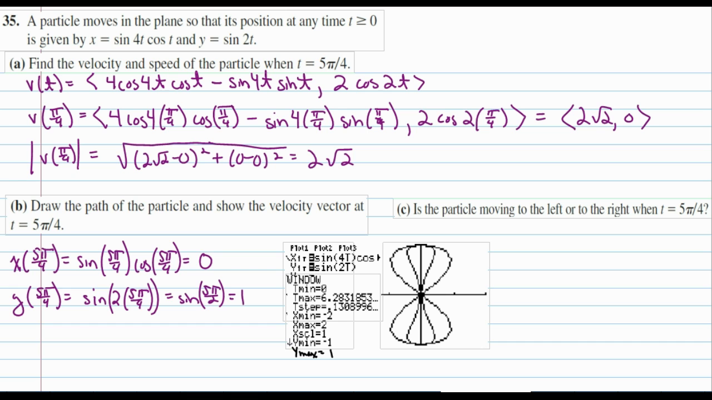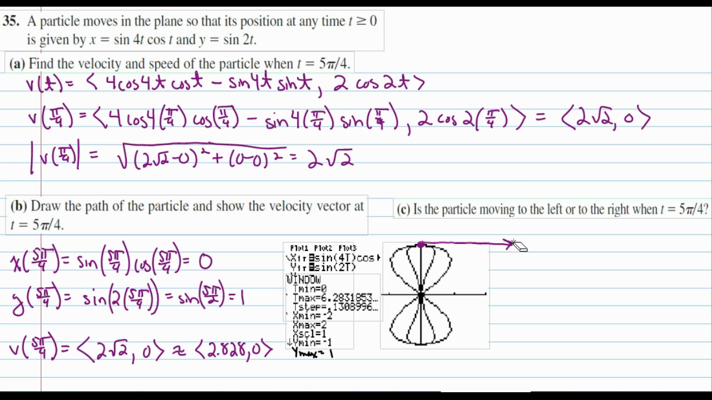Next, let's find the velocity vector at that time. So I'm going to plug in 5 pi over 4 to the velocity vector, and I get, what do you know, (2 square root 2, 0). I just did that on my own, which is (2.828, 0), to be able to draw this a little bit better. So this vector is going to start at (0, 1). It's going to go right 2.828 and up or down 0, so it's completely horizontal.